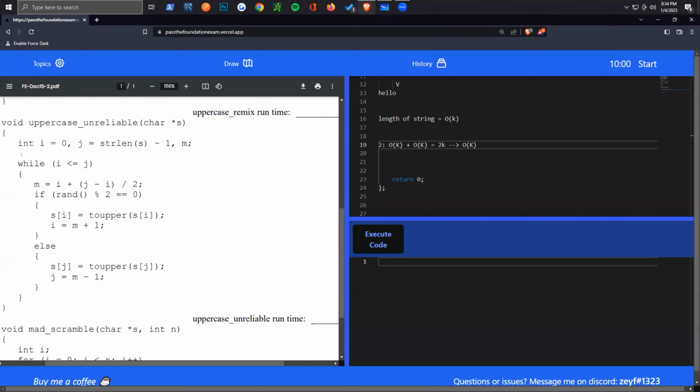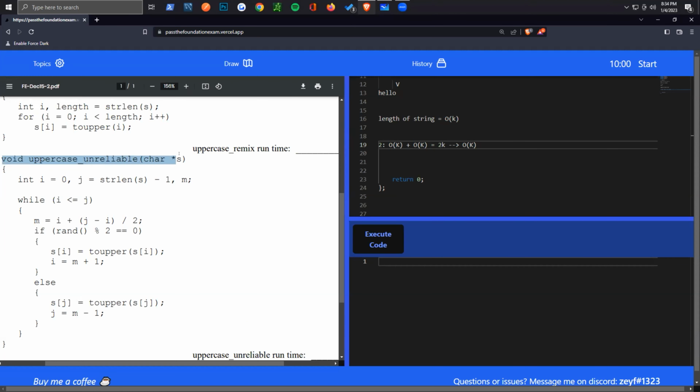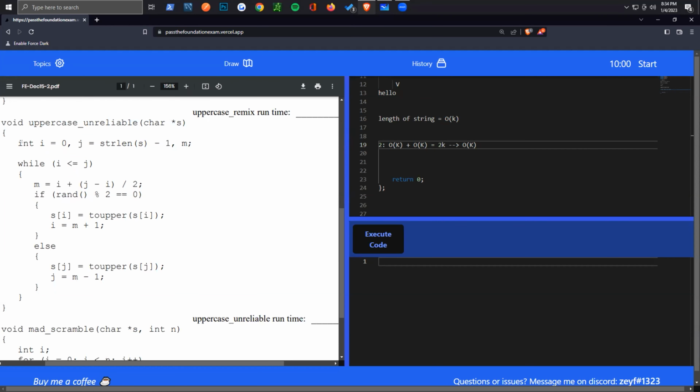Now here, let's see what we have. Let me just comment what algorithm this kind of looks like. So we have i equals 0 and then j equals string length minus 1. And then we have an m variable and a while loop while i is less than or equal to j. Even though it looks very weird, this is actually similar to binary search.